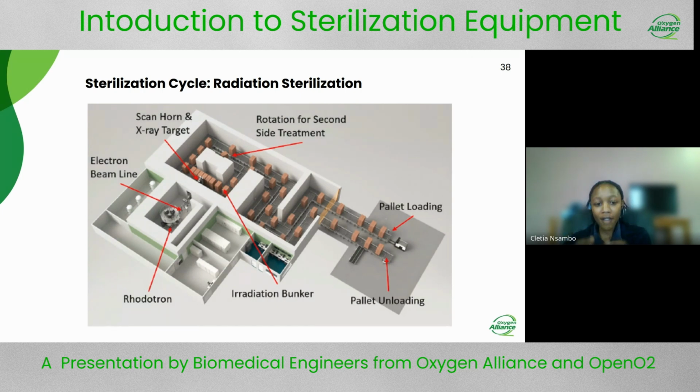After it's fully exposed and the radiation is complete, the conveyor belt takes it to the offloading stage. After this, that's when the source of your radiation goes back to its position, to the shielding, so that it does not affect the people surrounding it.